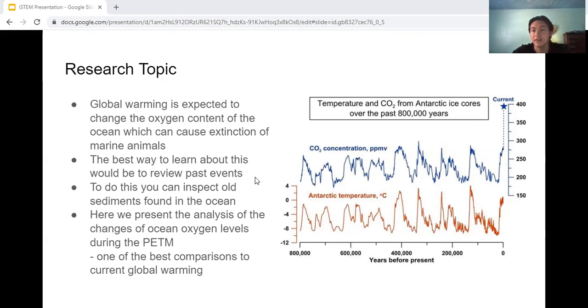We can see that the CO2 levels pretty much correspond to the changes in temperature. And we can also see that the current CO2 level is much higher than the CO2 levels from the past 800,000 years. We want to study a past event similar to what is happening now, which would be the PETM.